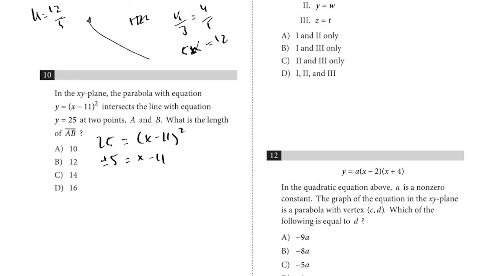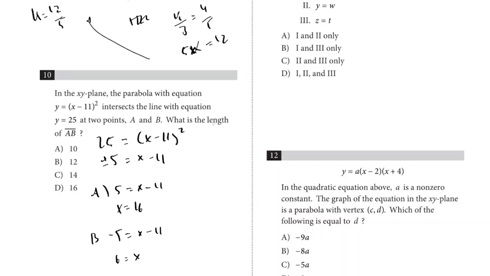And that's something many people will forget. They'll forget that the square root of 25 could be negative 5 as well, because negative 5 multiplied by negative 5 is the same as 5 multiplied by 5. Right now we have two situations. We have point A and then point B. So for point A we'll do just positive 5 equals x minus 11. That means x equals 16. And for point B, we have negative 5 equals x minus 11. Right, that means 6 equals x.